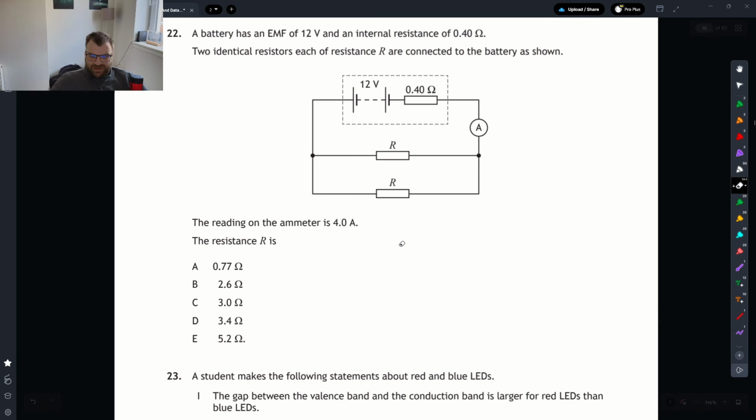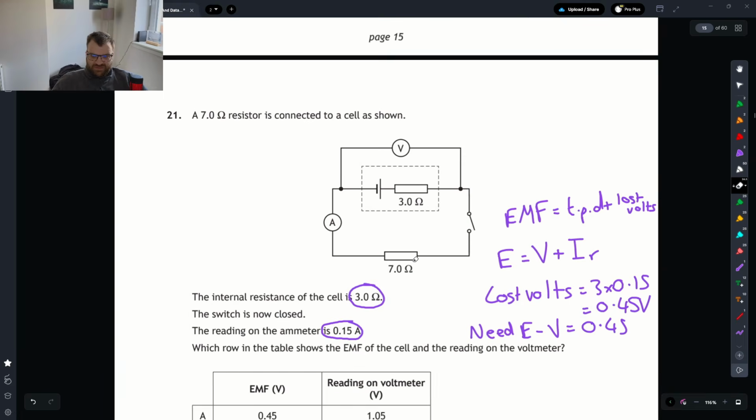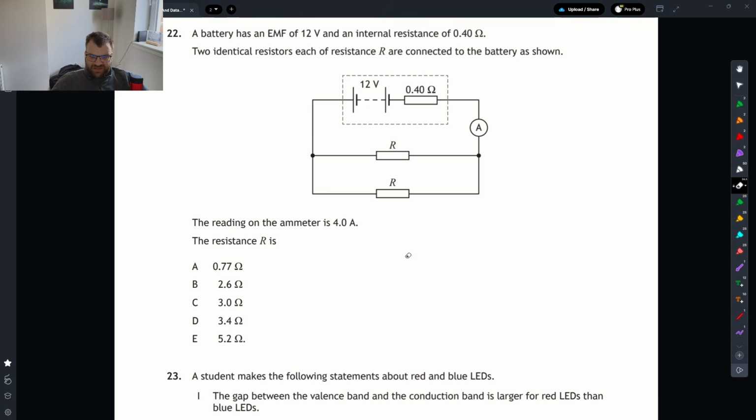In this next one, we have, again, a setup with the EMF and the internal resistance. And one thing that might come in handy is that both of the resistors are in parallel. So we might need to take that into account. So we know the EMF. So that's leading me again towards the EMF equals the TPD plus the lost volts. Can we work out what we can work out? Well, we are told the supply voltage and the resistance. And then the TPD would be the current times the resistance of the circuit.